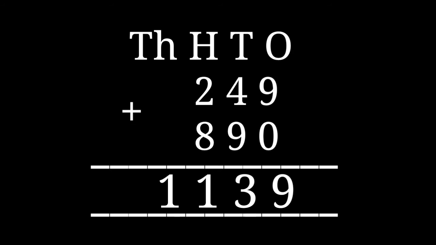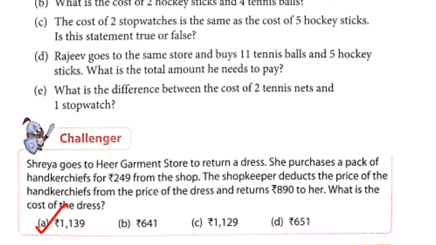While we are adding those two numbers, we will get the answer as 1139. First we have to add in the ones place, next in the tens and next in the hundreds place. Then we will get the answer as 1139 rupees. So this is the answer, the cost of the dress.